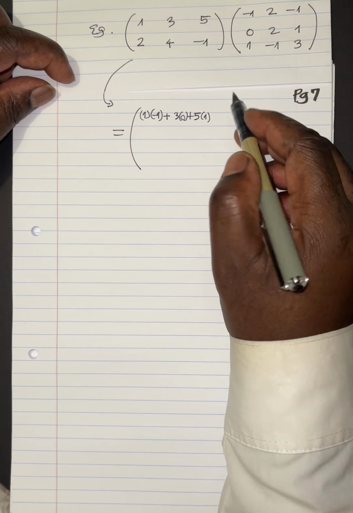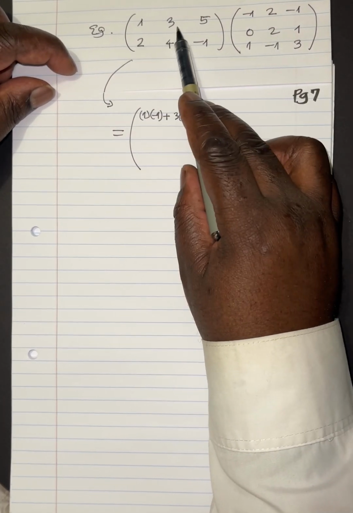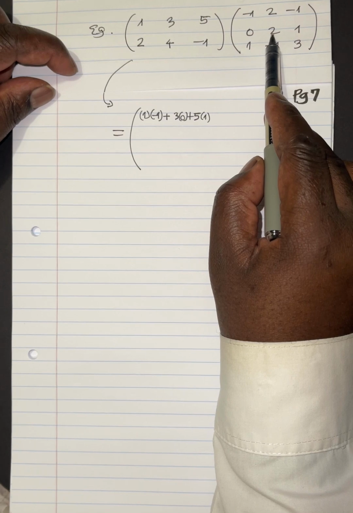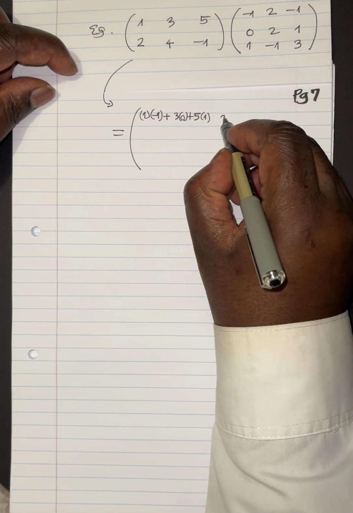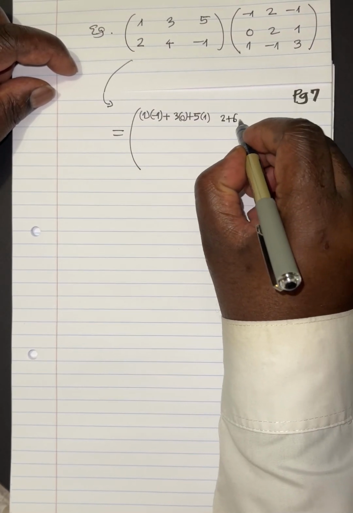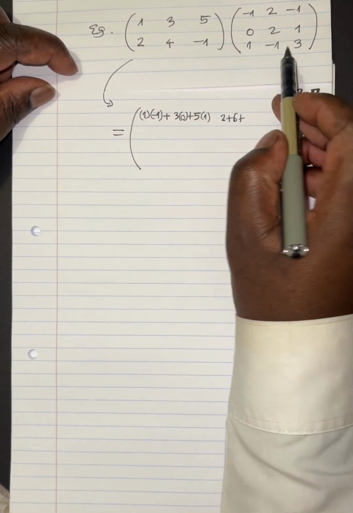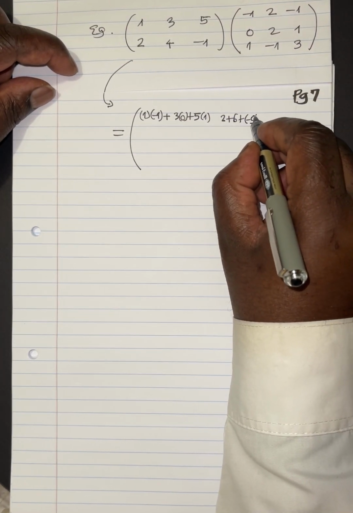So in that position, I'm going to say 1 times 2 is 2, plus 3 times 2 is 6. So let me just write 2: 1 times 2 is 2, 3 times 2 is 6, I'm adding, and then plus 5 times -1 is -5. I'm done in that space.